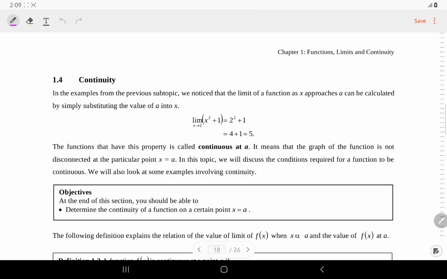So we have not finished our chapter 1. For today we will continue with the new subtopic, which is continuity.